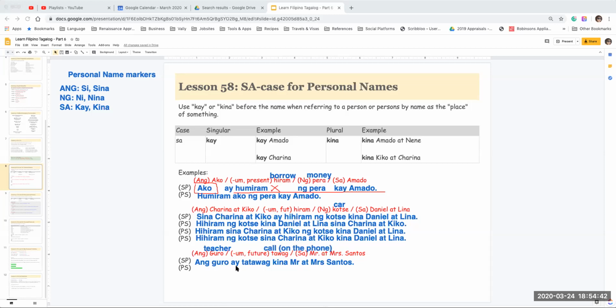All right. Okay. Next. So let's do the ES, past predicate subject. Tatawag kina Mr. at Mrs. Santos. Just a minute. Santos.